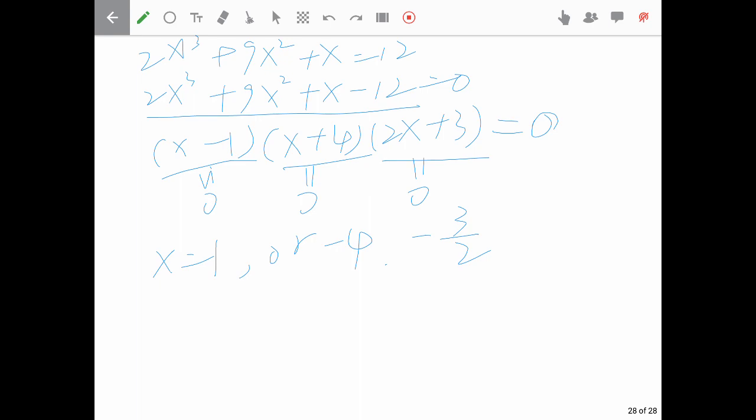Oh, okay. Right? So any of the 3 factors could be 0. Then we found the corresponding x: 1, negative 4, negative 3 on 2. Make sense? Alright. Let's continue with question 12.